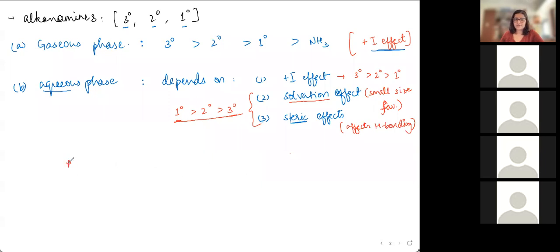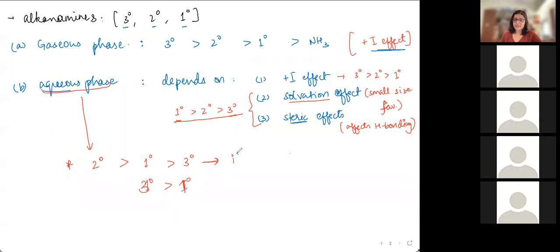But in general, secondary is the most basic in the aqueous phase. So in the aqueous phase, this is the order: secondary, followed by primary or tertiary, depending on the size of the R group. So, ma'am, if the size is large, then which order will be followed? The first one, right?